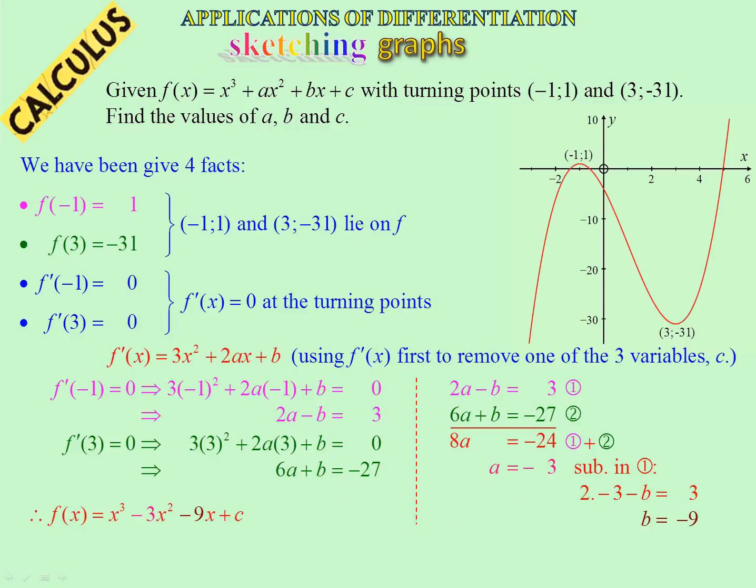Now that we have that, we have quite a bit of that equation. The only thing left to find is c. So now we can use one of those 2 points. When I substitute in, I get an equation for c. And I get c equal to -4. And it's finished. Find the values of a, b, and c. We've done so.